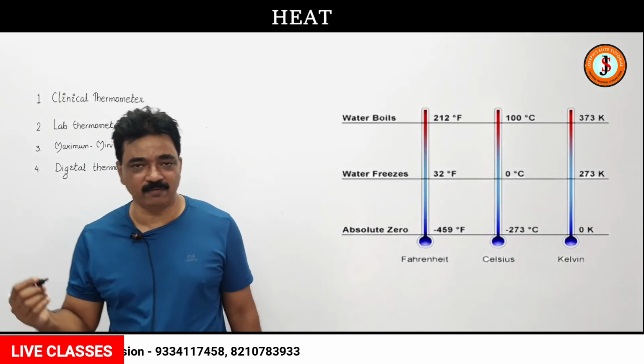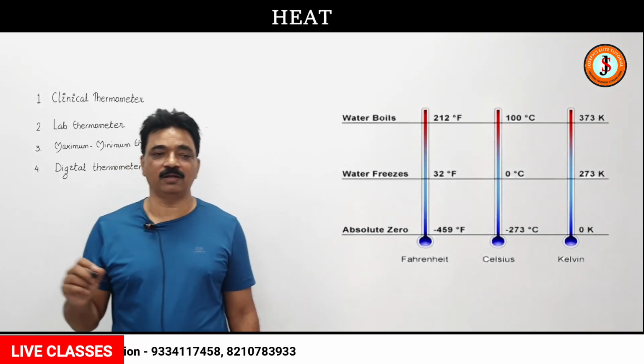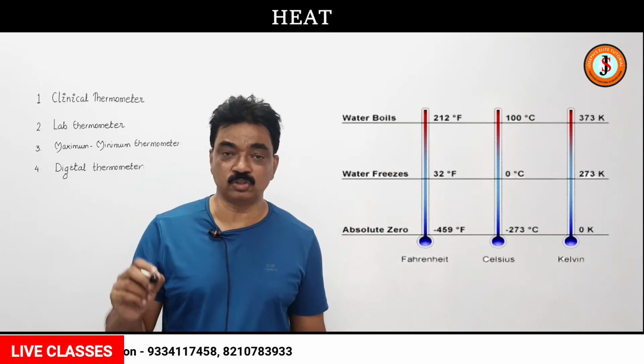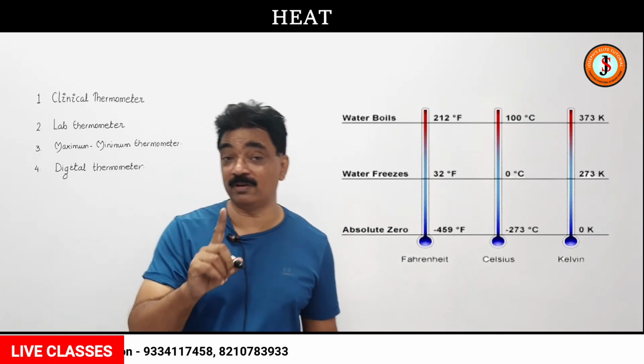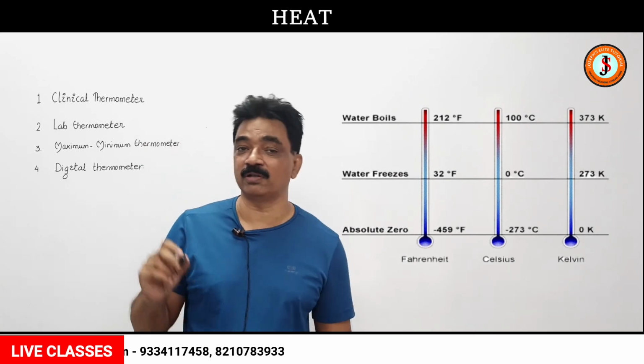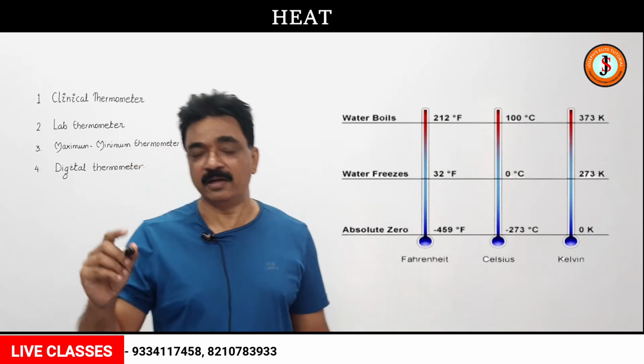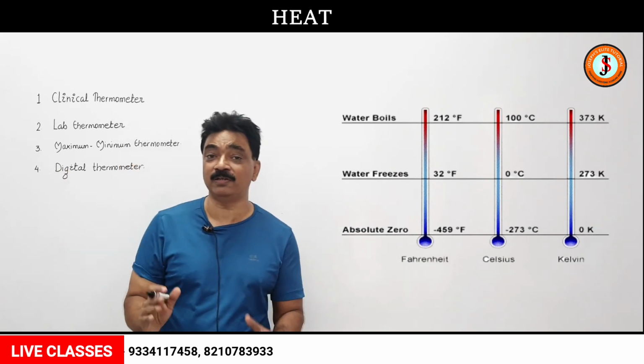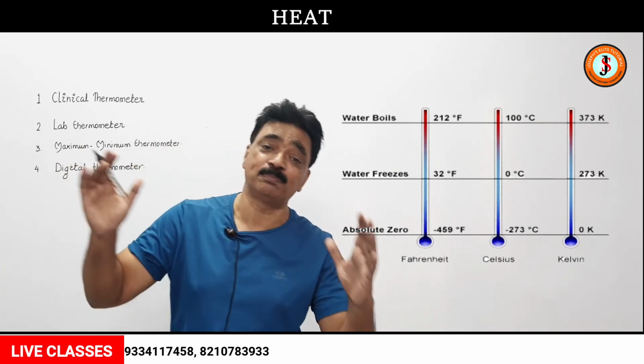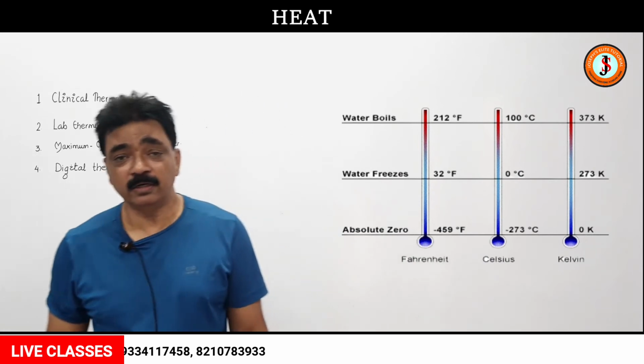All right, there is another scale called the Kelvin scale. In Kelvin, the melting point of ice is 273 Kelvin. You never write degree in Kelvin, remember that. And the boiling point is 373 Kelvin. Never put degree in Kelvin. The Kelvin temperature scale is also known as the absolute temperature scale. Did you all understand this?